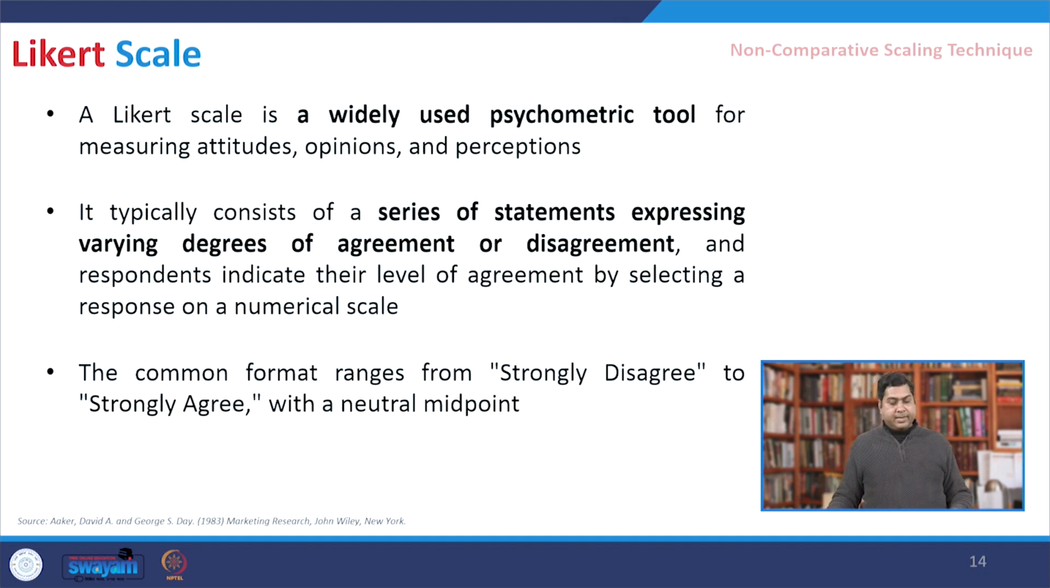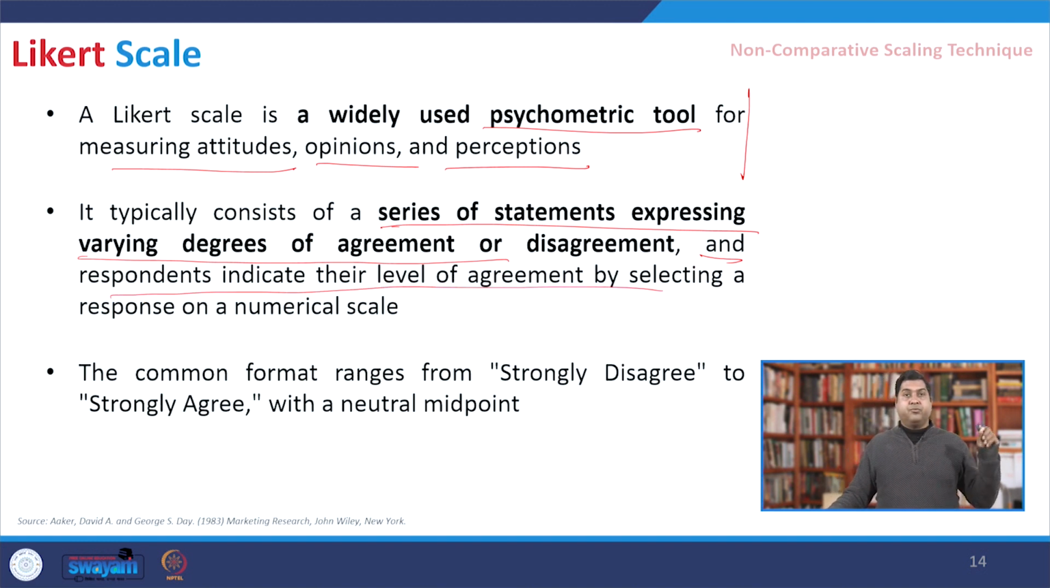Likert scale. A Likert scale is a widely used psychometric tool for measuring attitudes, opinions and perceptions. For perception studies we use the Likert scale very often, and I will show you some examples when we discuss the case studies of how we use the Likert scale or Likert type scale. It typically consists of a series of statements expressing varying degrees of agreement and disagreement, and respondents indicate their level of agreement by selecting the most appropriate value. It may be written in text or just be a number, and the number represents the agreement.